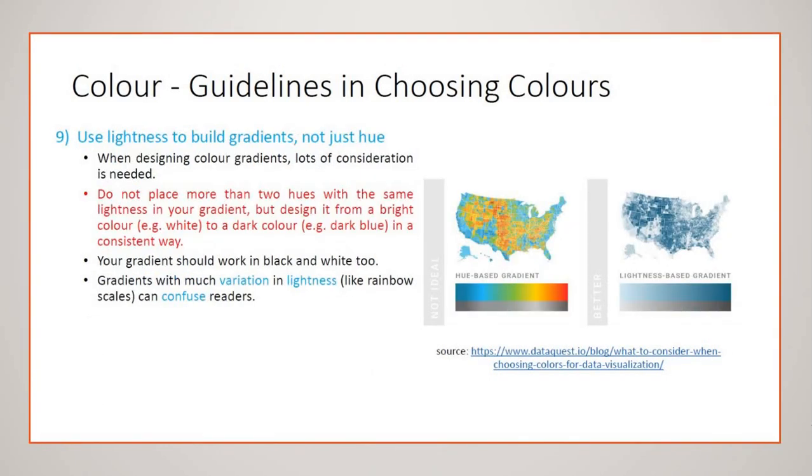Okay, kemudian guideline in choosing colours juga, use lightness to build gradient, not just hues. When designing color gradient, lots of consideration is needed. Do not place more than 2 hues with the same lightness in your gradient, but design it from a bright color to a dark color. Okay, your gradient should work in black and white too. Gradient with much variation in lightness, like rainbow, can confuse readers. Yang ni tidak sesuai lah, terlalu berwarna-warni.